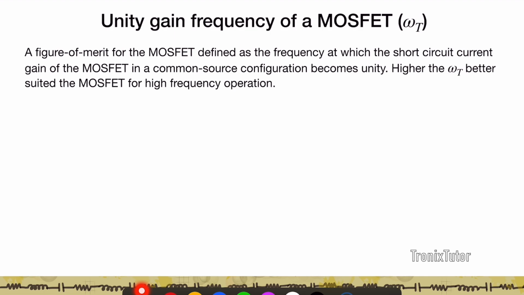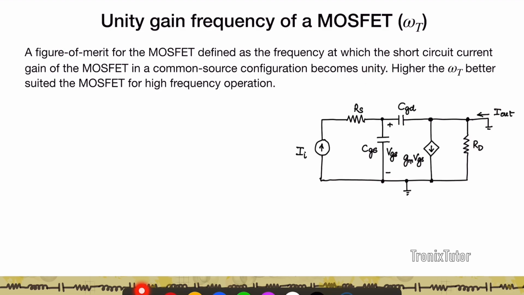And so to understand what is the widest band that can be associated with the MOSFET, we talk about this figure of merit, which is known as the unity gain frequency, and is defined as the frequency at which the short circuit current gain of the MOSFET in a common source configuration becomes unity. Right? And why is unity important? Because if you look at log of 1, it's 0. So that is the point where the Bode plot essentially goes to 0 on the y-axis.